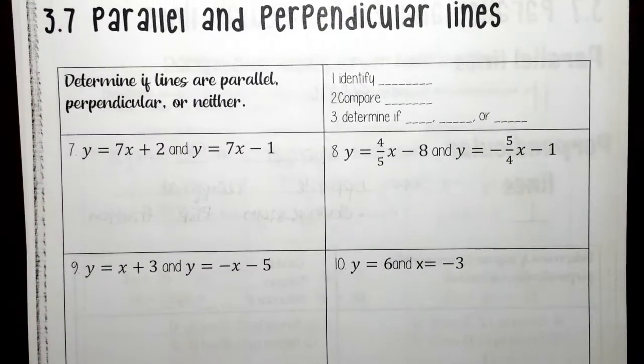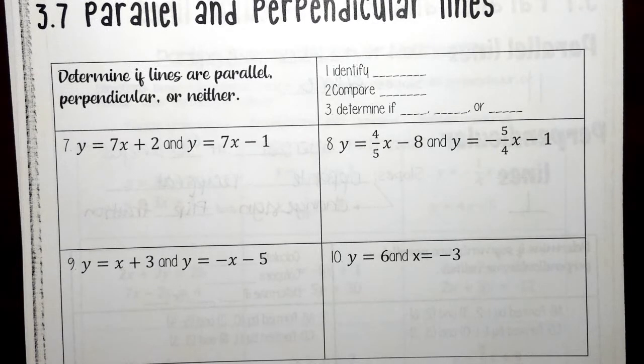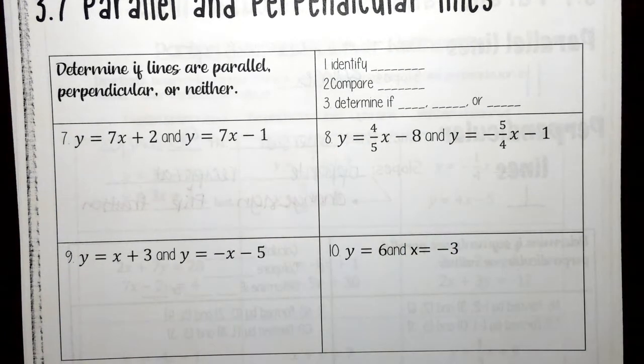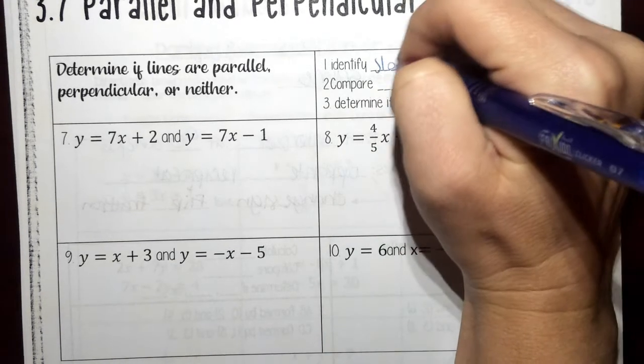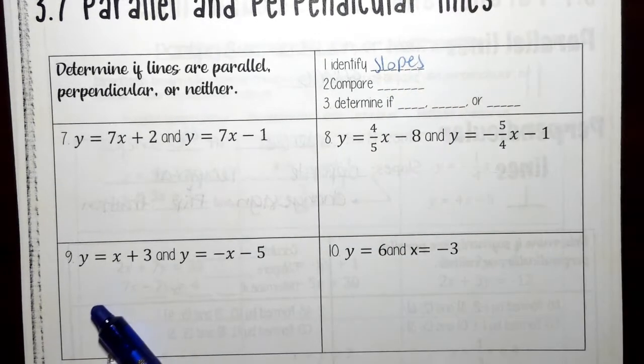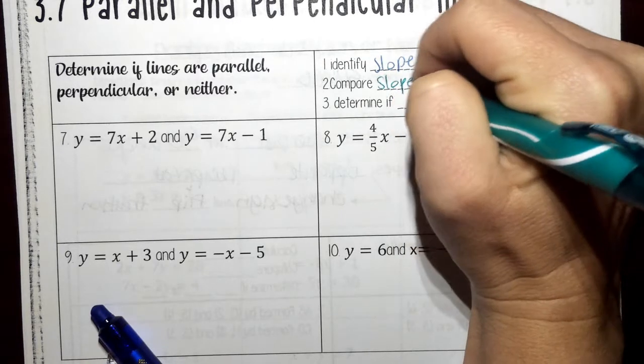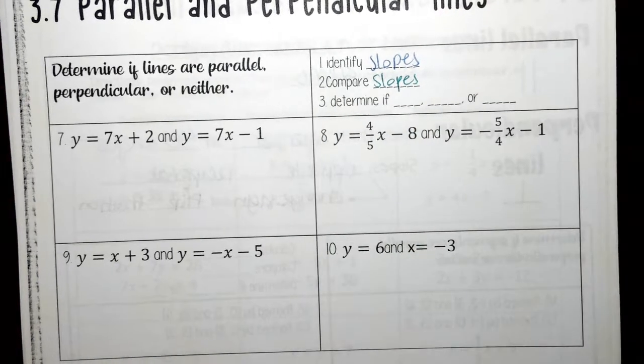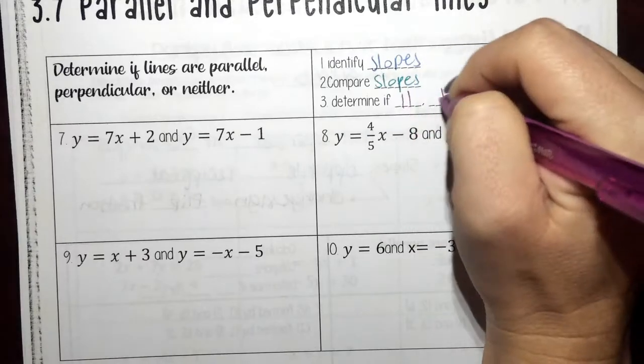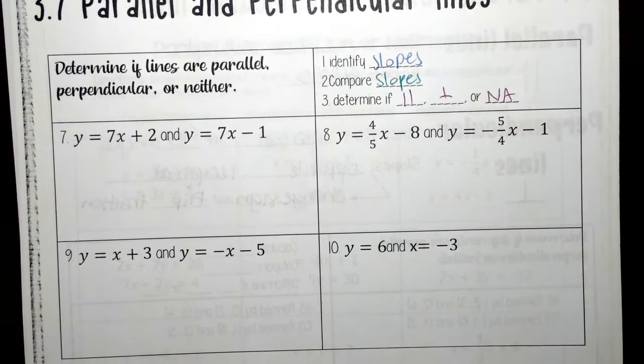So let's do this one first. Determining if lines are parallel, perpendicular, or neither if we're given the equation. So we need to identify the slopes of each line. We need to compare the slopes, and then we can determine if they are parallel, perpendicular, or neither.